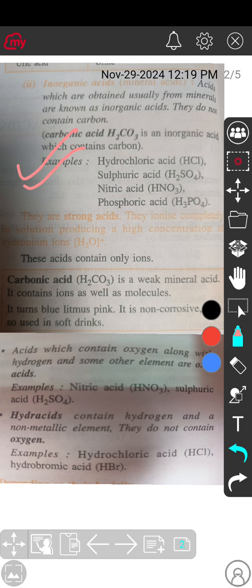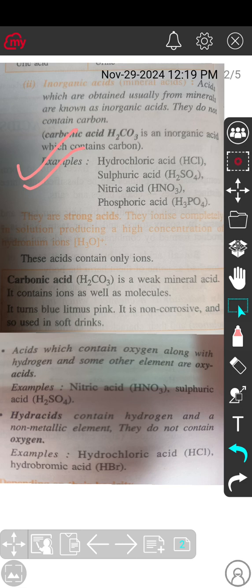A special feature: it turns blue litmus pink, which is the acidic property. It is non-corrosive. That is, if it is poured on the skin, it does not harm our body. So it is used in soft drinks.